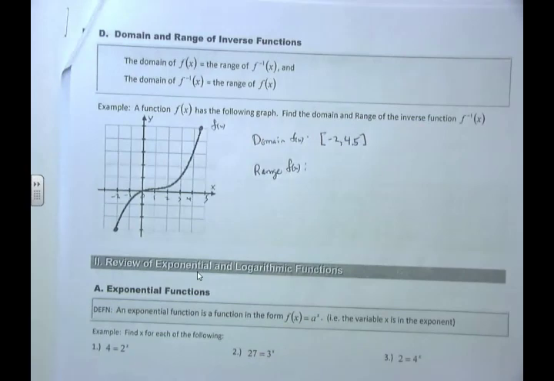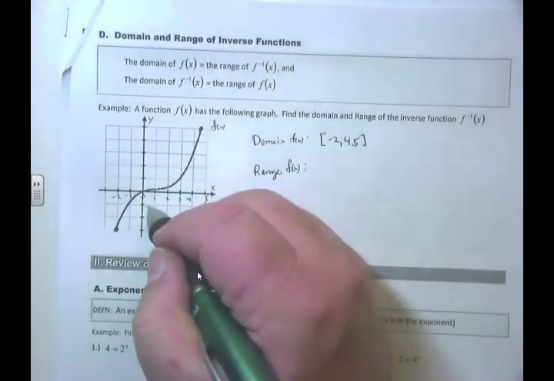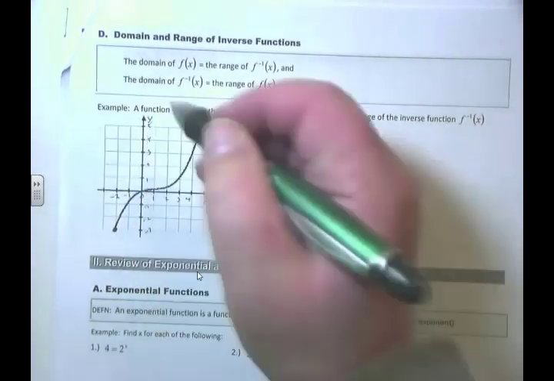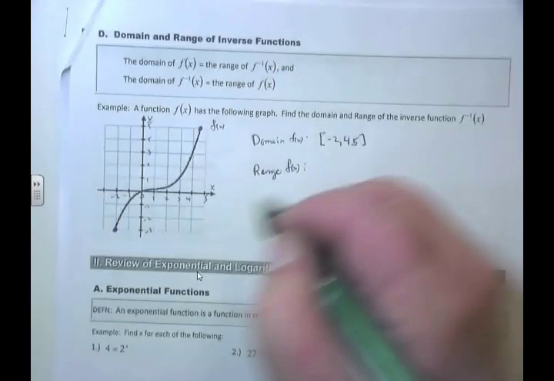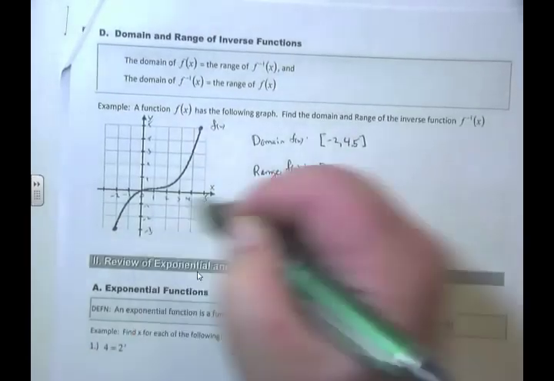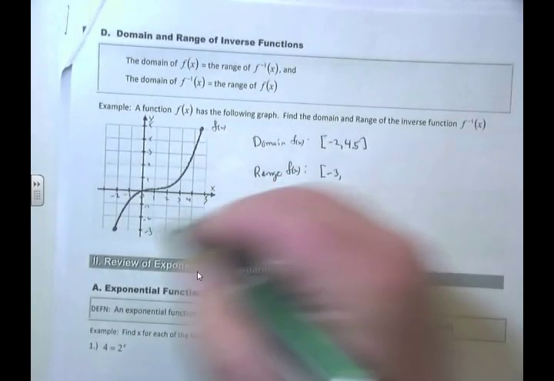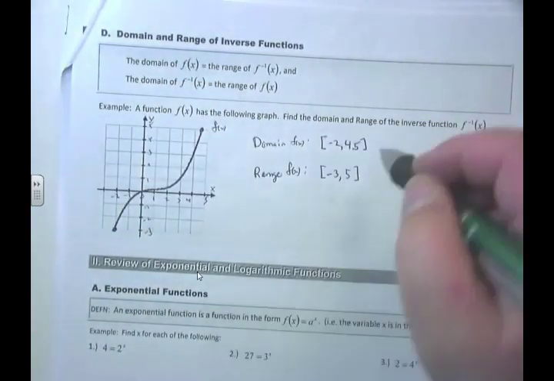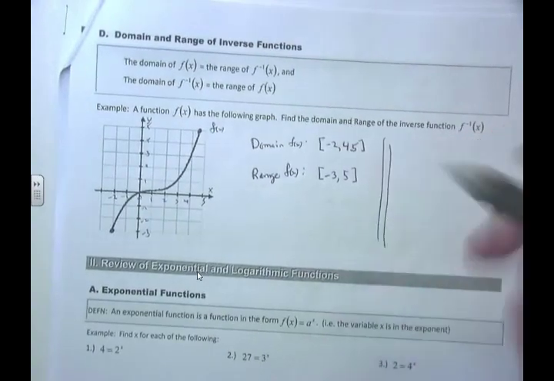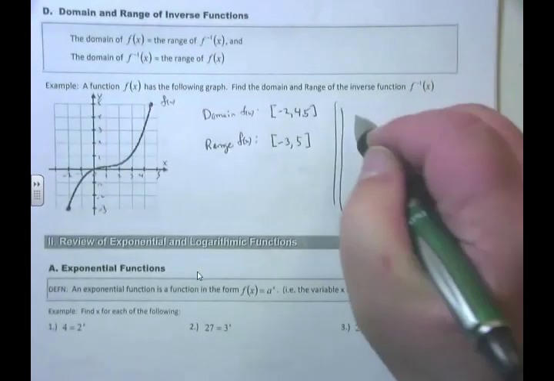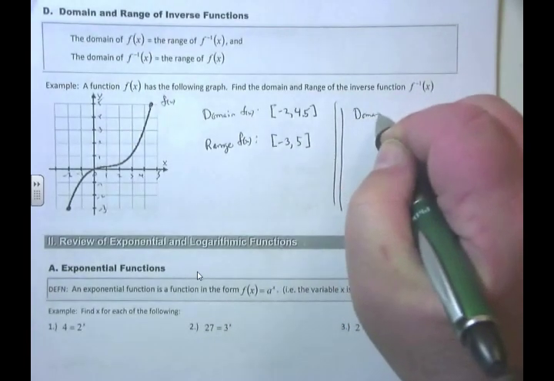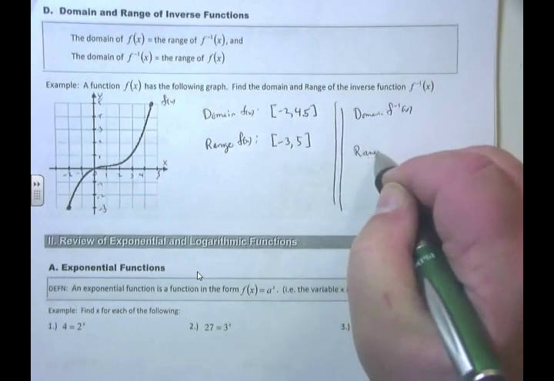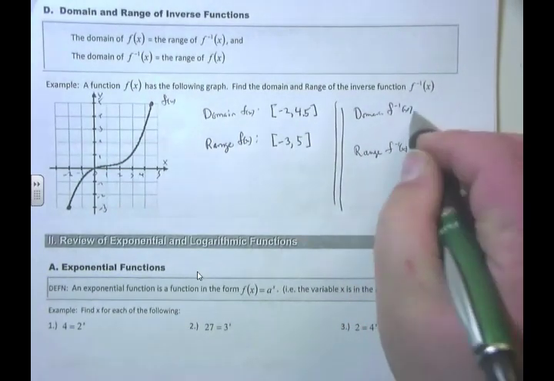The range are the y values. So this is negative 1, negative 2, negative 3. Here's 1, 2, 3, 4, 5. So what is my range? It is going between bracket, because I hit the point down here at negative 3, all the way up to 5, bracket. Now, I'm not asking you to graph this thing or anything like that. I'm just asking you this. What is the domain of f inverse of x? And what is the range of f inverse of x?